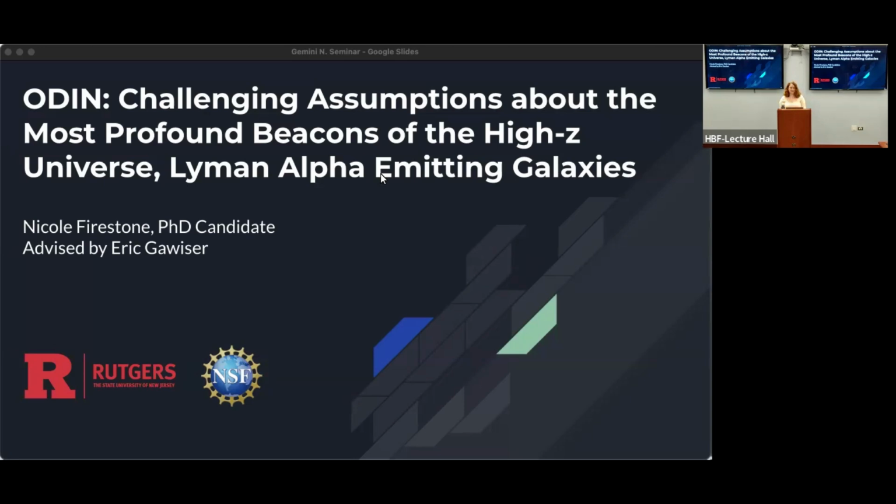All right, so today I'm going to be talking about some of my work, challenging some of the assumptions that we have about what I consider to be the most profound beacons of the high redshift universe, Lyman alpha emitting galaxies.